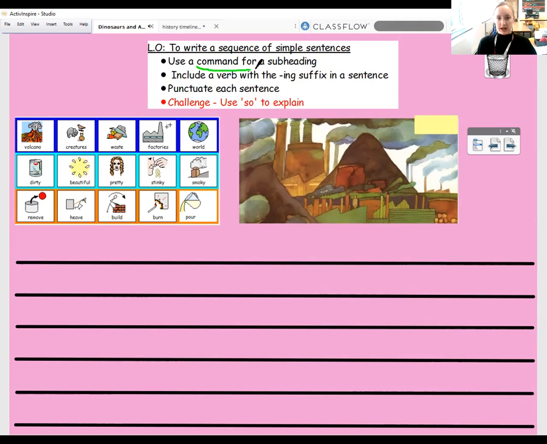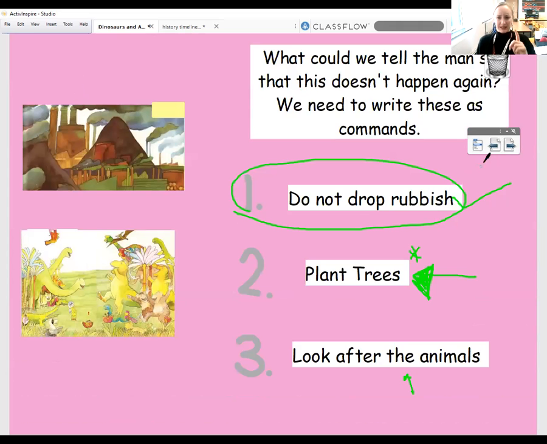I need to make sure I've got my command for my subheading. I need to use the verb with the ing suffix. So can you remember? We looked at our root word and added ing onto the end to make it in the progressive tense. Need to make sure it's punctuated and using so to explain. I think I can do that. We've also got your word mats, which you might want to use at home. I've got a little picture as well to remind me what I do not want the earth to go back like, okay?